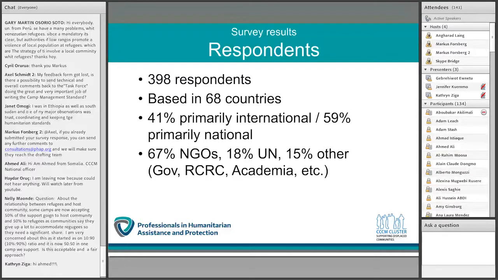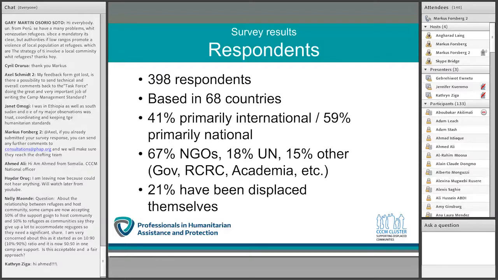And then finally, although this consultation's focus really is on the view of humanitarian practitioners, it is important to note that many working in this sector have also been affected by the same types of crises that they are now responding to. So 21% of the respondents reported that they had been displaced themselves in the past. So they also brought that perspective to their responses.